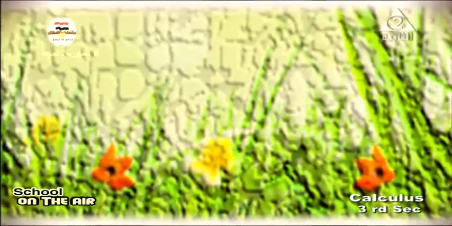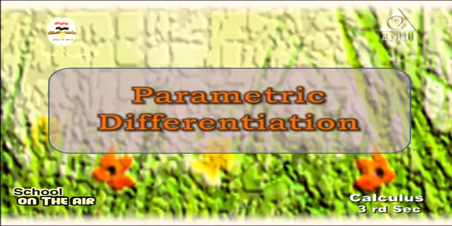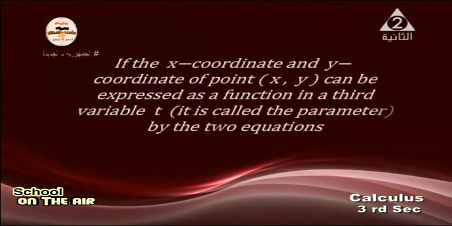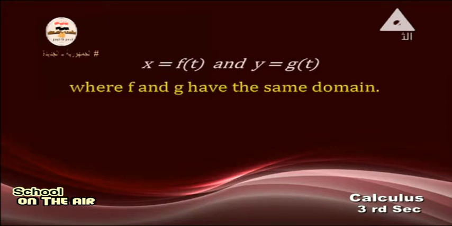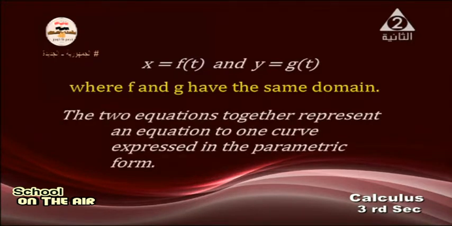Now, what about parametric differentiation? If the x coordinate and y coordinate of the point (x, y) can be expressed as functions of a third variable t, called the parameter, by the two equations x equals f(t) and y equals g(t), where f and g have the same domain, then the two equations together represent the equation of one curve expressed in parametric form.